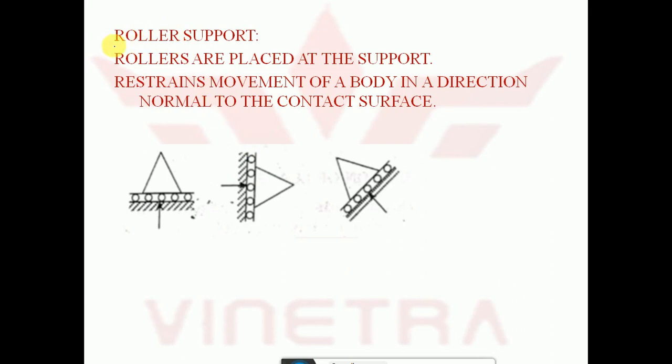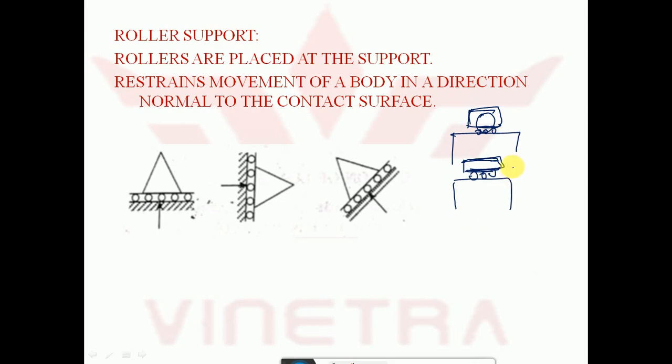Next is the roller support. So what is a roller support? Rollers are placed at the support. So in a simple support, let us take a table over which an object is placed. This is a simple support. Instead of this, if I give some rollers here, and on that I place a body, let me draw this one. This is a table over which a few rollers are kept. Upon that a body is placed here.